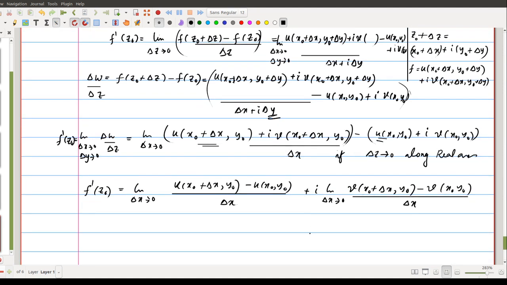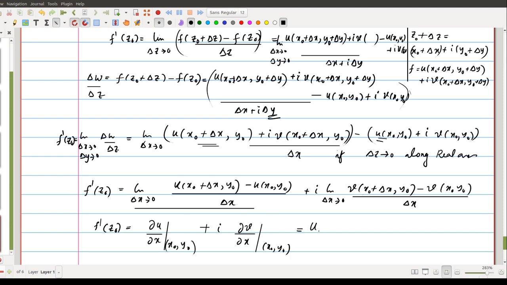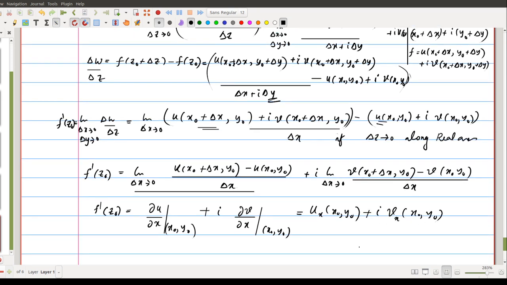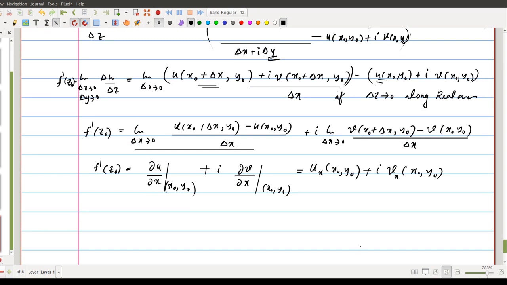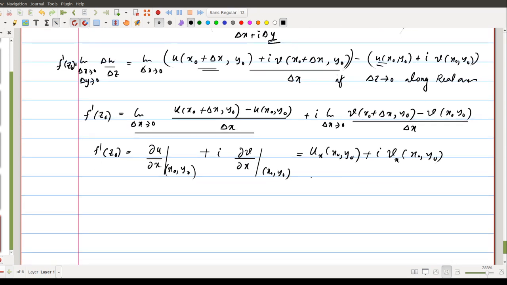Now f dash z naught is going to be the partial derivative of u with respect to x at x naught y naught, so this will be dou u by dou x at the point x naught y naught, plus I times the partial derivative of v with respect to x at the point x naught y naught. So this is written as u x of x naught y naught plus I times v x of x naught y naught. So if we consider the limit delta z tends to 0 along the real axis, we get the derivative of f at z naught equal to this.